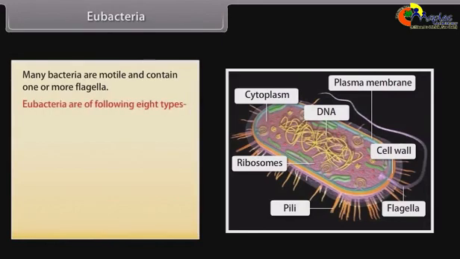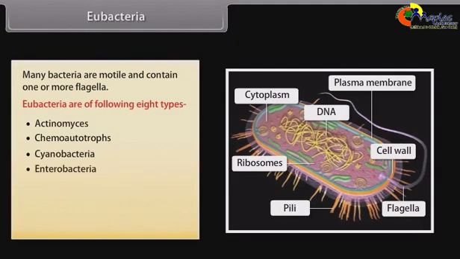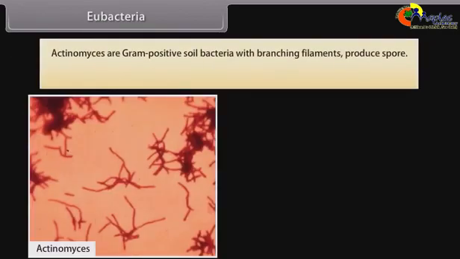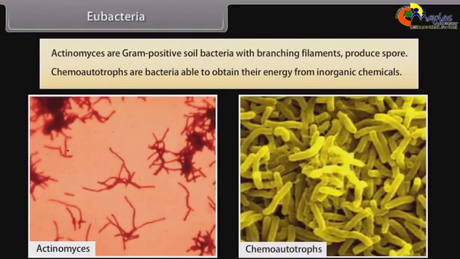Eubacteria are of the following 8 types: Actinomyces, chemoautotrophs, cyanobacteria, enterobacteria, gliding and budding bacteria, Pseudomonas, Rickettsias and Chlamydias, spirochetes. Actinomyces are Gram-positive soil bacteria with branching filaments that produce spores. Chemoautotrophs are bacteria able to obtain their energy from inorganic chemicals.